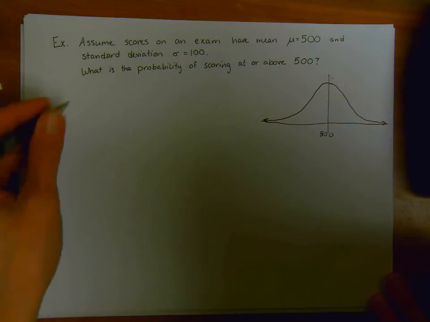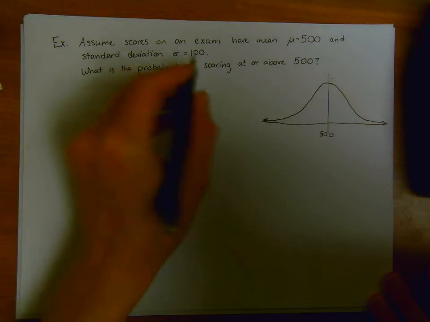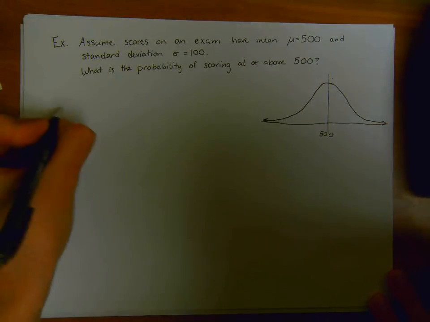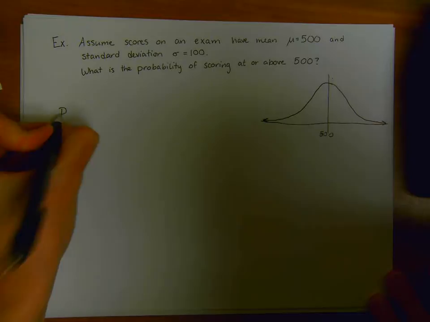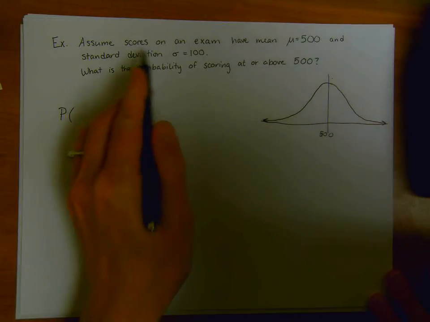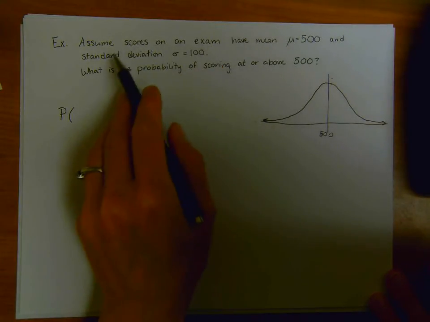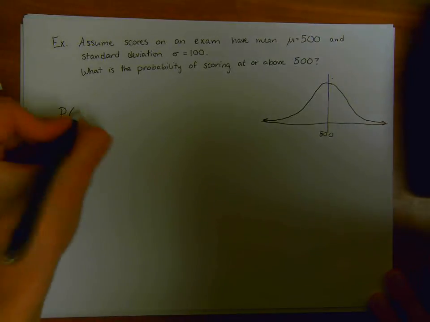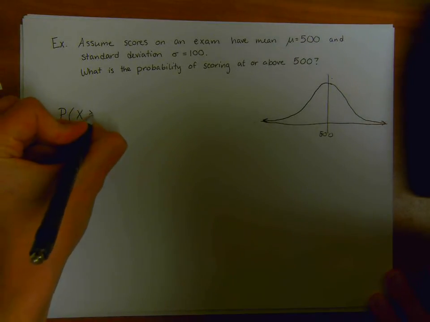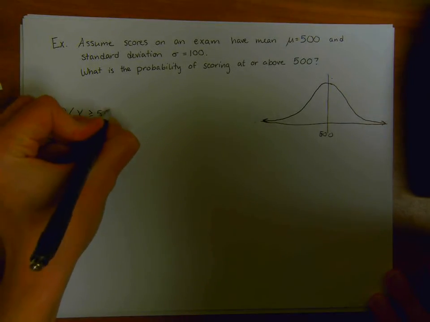Let's set this up in terms of our probability theory. So we're asking, in this case, our random variable x is the score on the exam, and we want to know what's the probability that x is greater than or equal to 500.